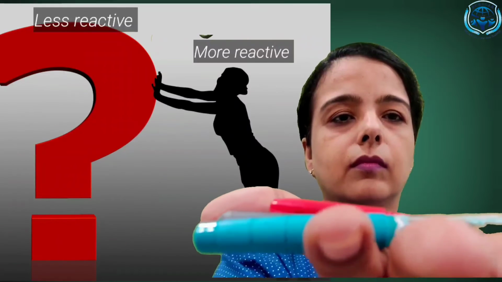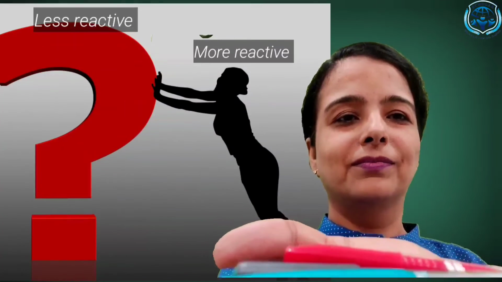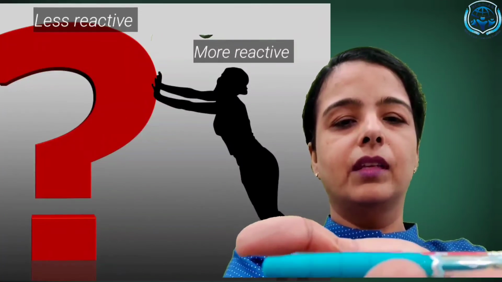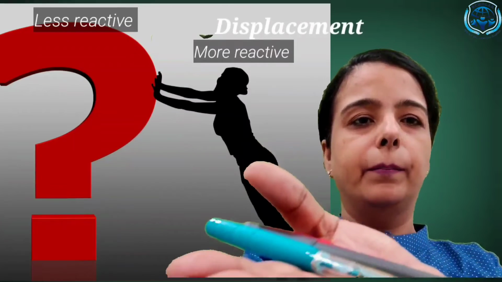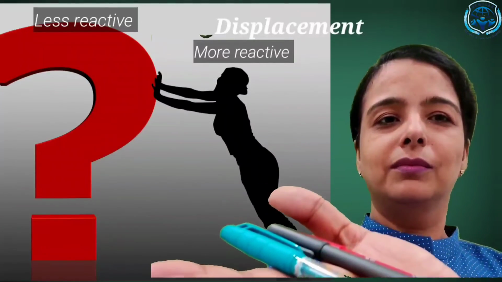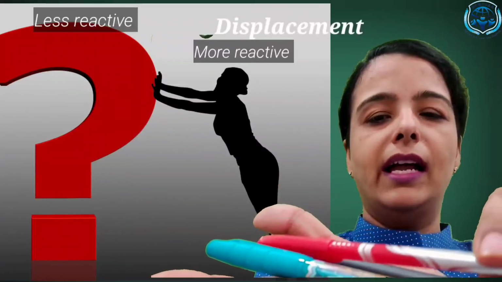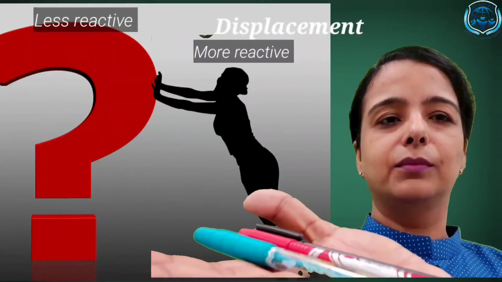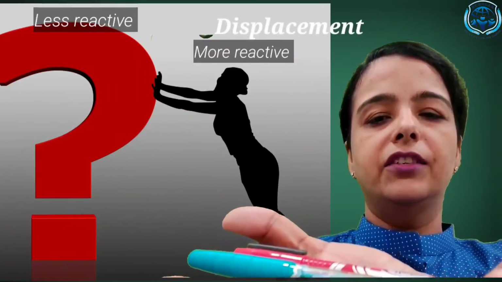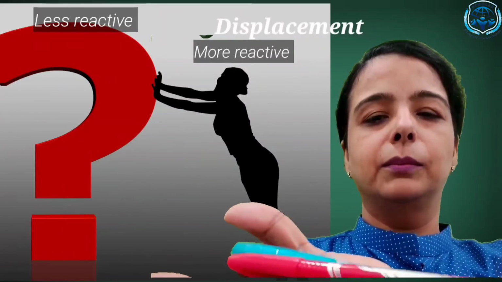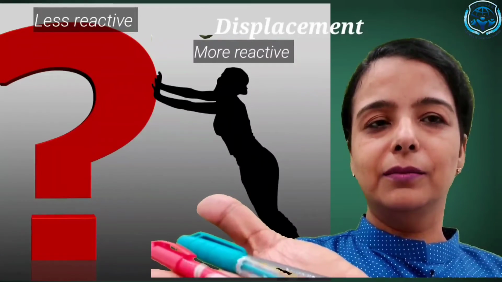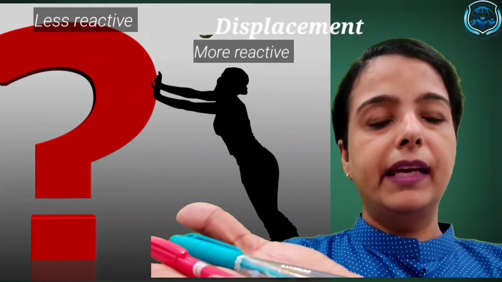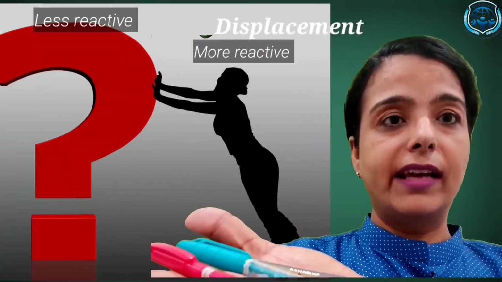Displacement reactions. Look at these. These are pens. These are positioned like red pen, then green pen, then this blue pen. Can you see the positions? Okay. Now I am shifting this red pen in the middle. Again shifting this blue pen in the middle. I am shifting the position of the pens, right? So one pen is displacing the other, right?